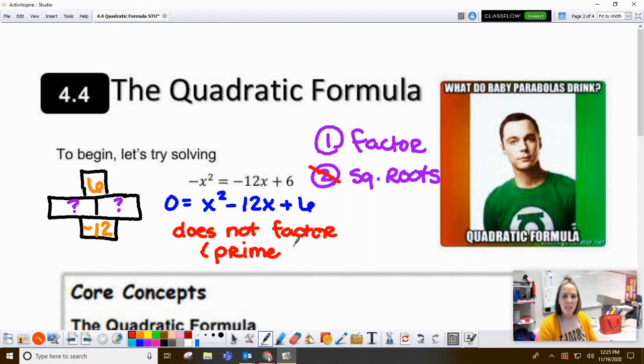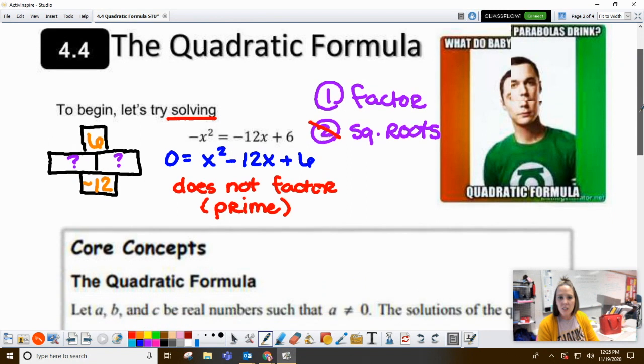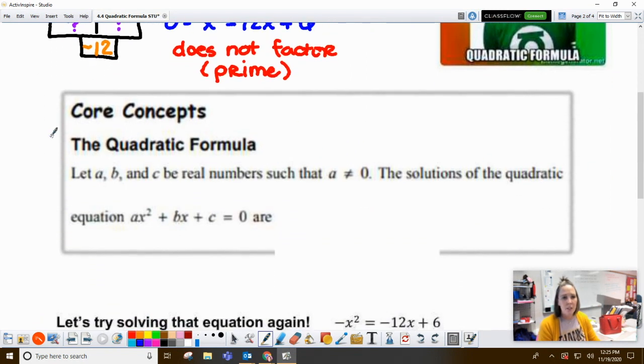However, even though it doesn't factor, that doesn't mean we can't solve it. And again, the whole idea was to solve. So sometimes we try to solve by factoring because factoring tends to be pretty quick, but not all quadratics can be solved by factoring. And obviously we already said it couldn't be solved by square roots. So our third method that we are learning today is solving using the quadratic formula. So this is method number 3 that you guys should be familiar with from this chapter.